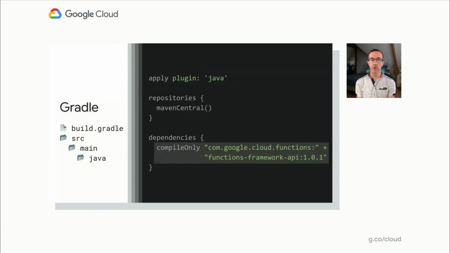If you want to build with Gradle, similarly to Maven, you need to have a build.gradle file with the Functions Framework API dependency as well. So here the dependency is split over 2 lines, but it's really just for readability purposes. And that's all. When you deploy this project on Cloud Functions, the platform will take care of the build for you.